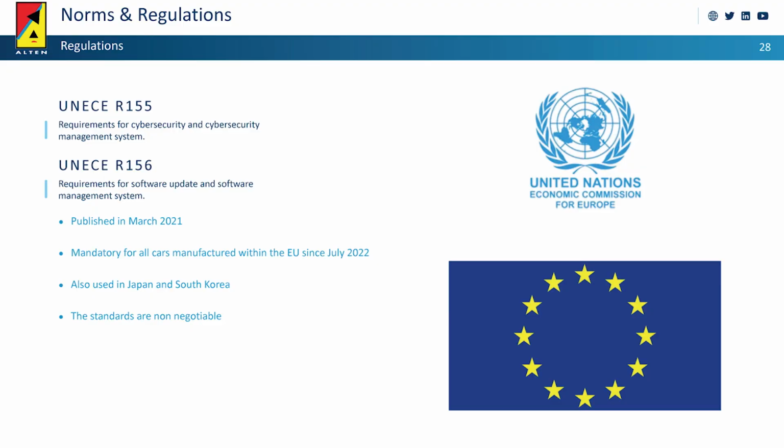The UNECE R155 and R156 provide an extensive set of requirements that are non-negotiable and can be fulfilled by following the previously mentioned standards. These requirements are extremely important as of today, since the European Union passed the law making these regulations mandatory since July 2022. Thanks to this, other markets are following the same trends, such as Japan and South Korea, that are also major exporters to the European market.